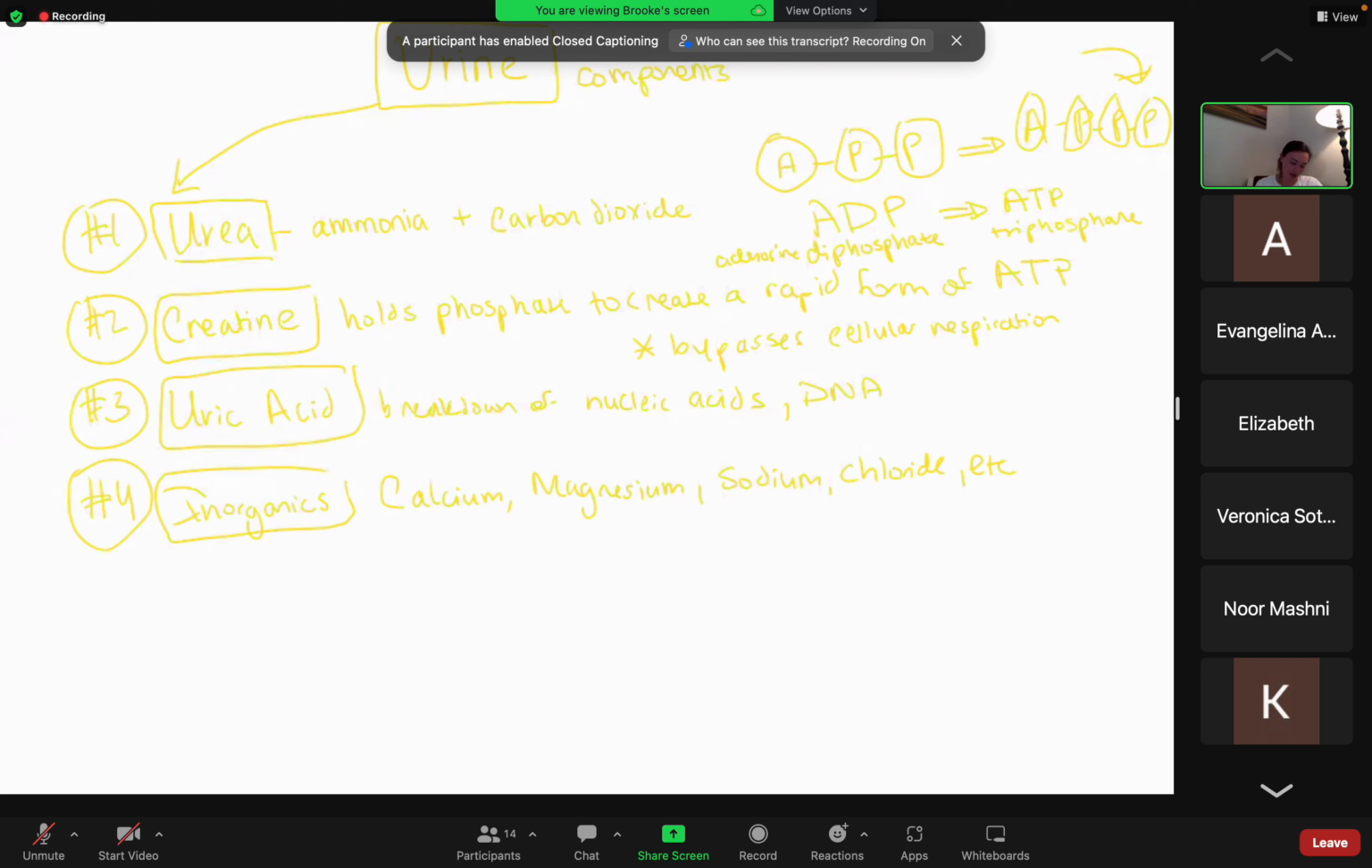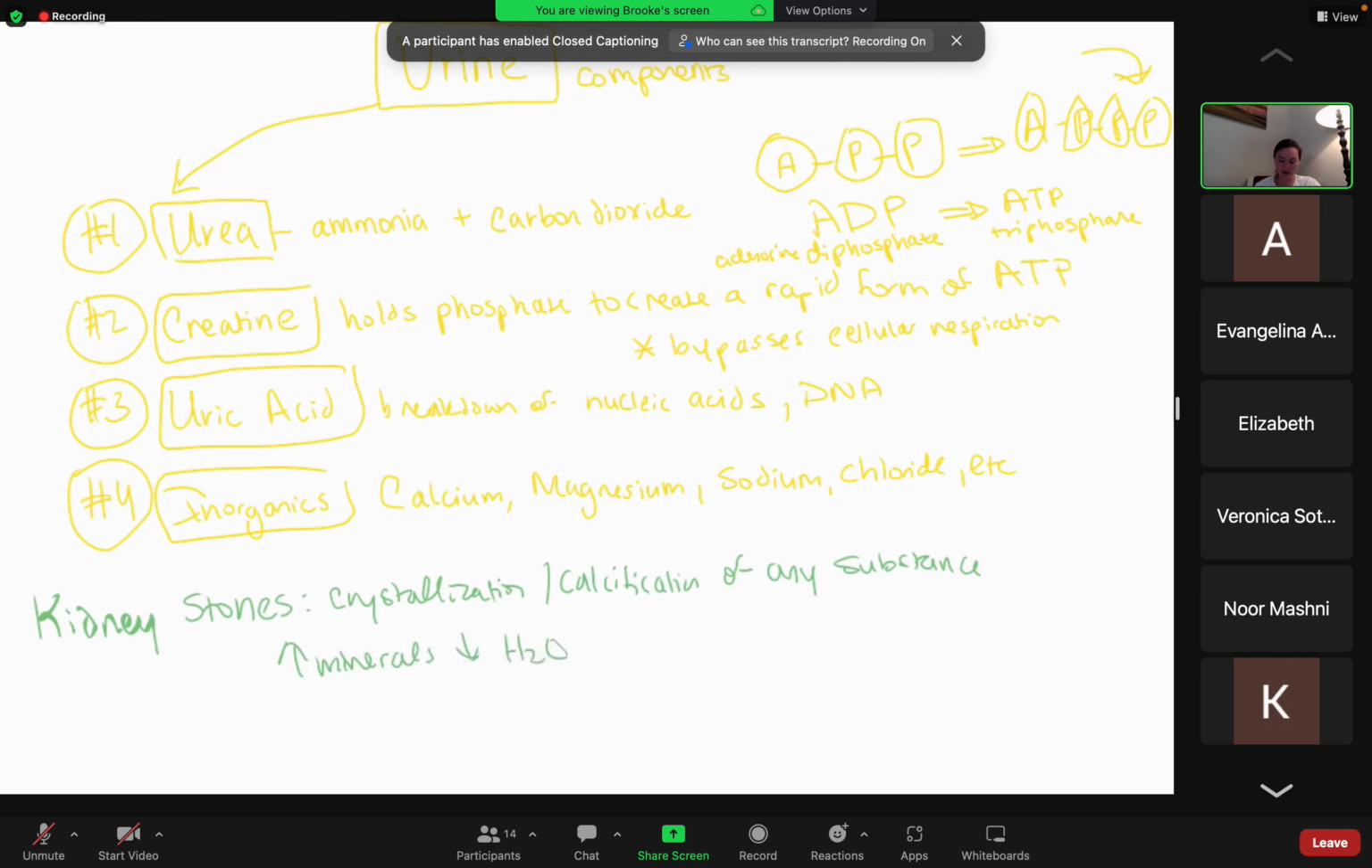And then you also can get kidney stones, right? Kidney stones from an imbalance, a crystallization, or a calcification of any substance. So if you get too much of one of these substances, you would have kidney stones. So too much of, you know, anything, minerals, increased amounts of minerals, not enough water. Just know on your test, right, this could be any substance. So it's not just one specific thing.